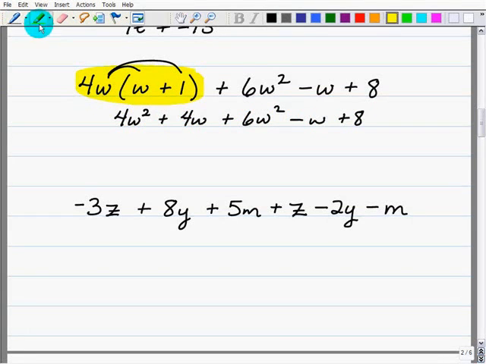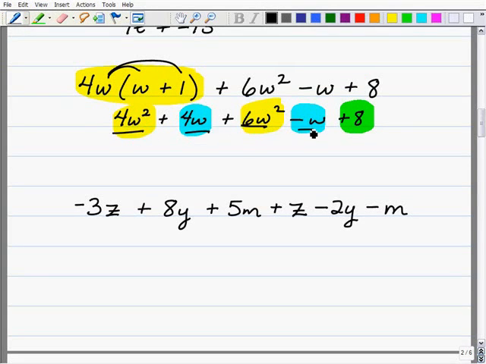All right. And now we're going to take a look at the terms. We have 4w squared, and I have a 6w squared. They're like terms. I have a 4w here, I have a minus w. Those are like terms. And then I'm left with an 8 all over here. Okay, so those are your situations. We have two sets of like terms. So let's go and write those.